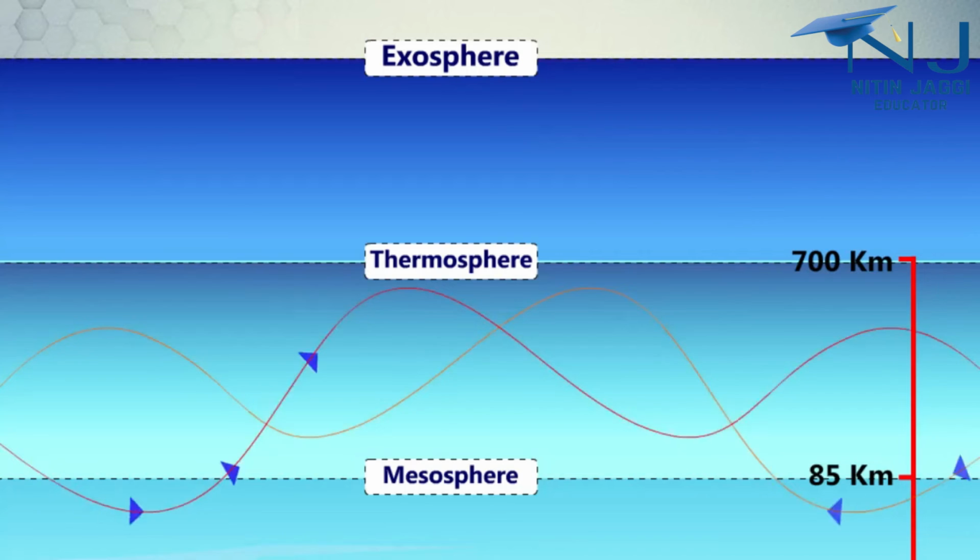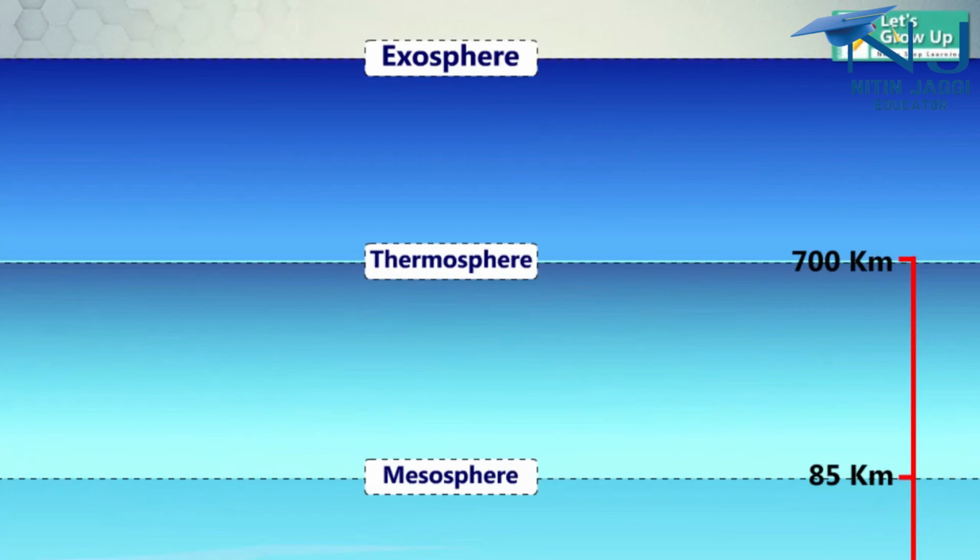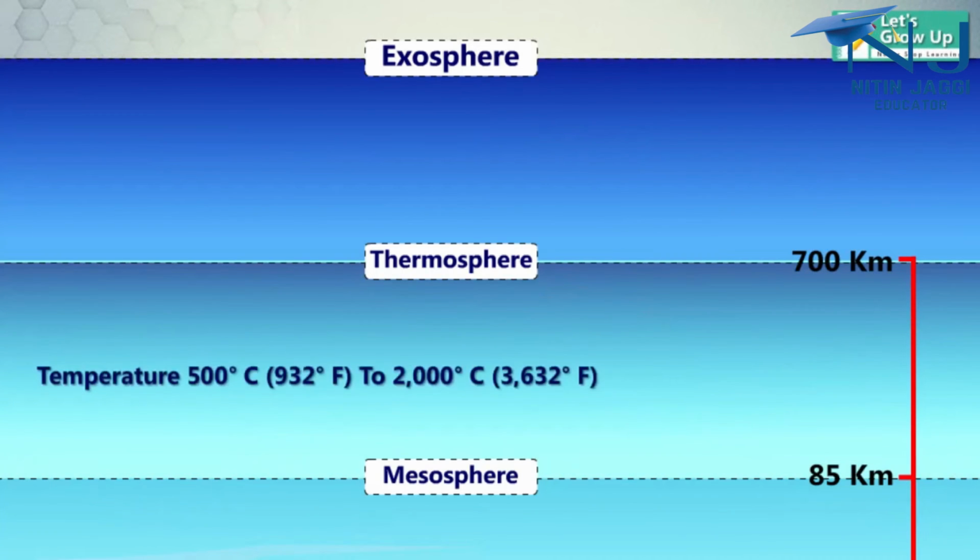The ionosphere reflects and absorbs radio waves, allowing us to receive shortwave radio broadcasts from other parts of the world. Temperatures in the upper thermosphere can range from about 500 degrees Celsius, 932 degrees Fahrenheit, to 2000 degrees Celsius, 3632 degrees Fahrenheit, or higher.